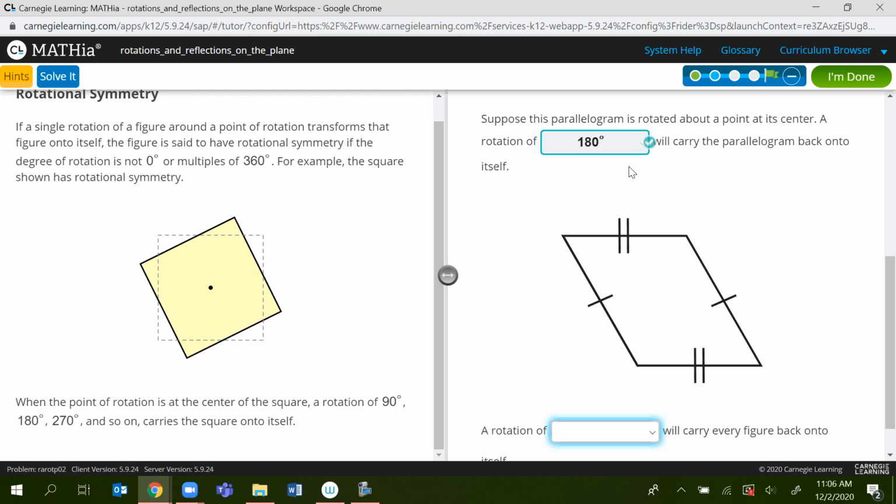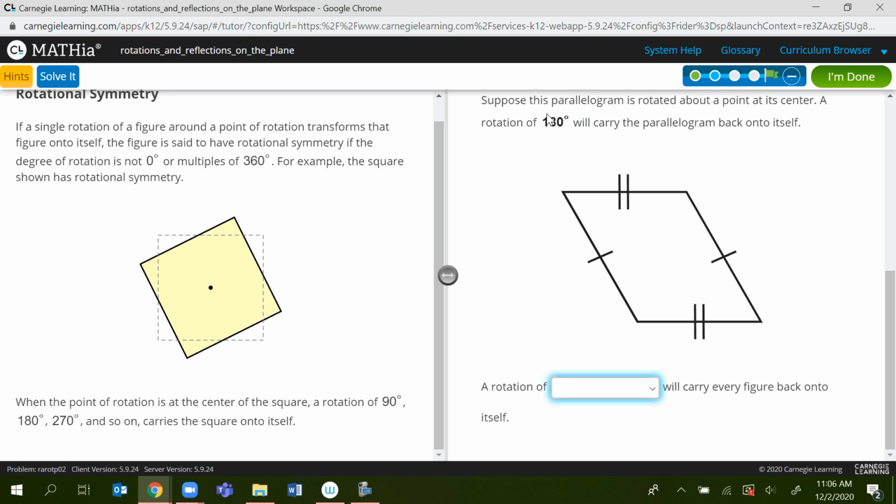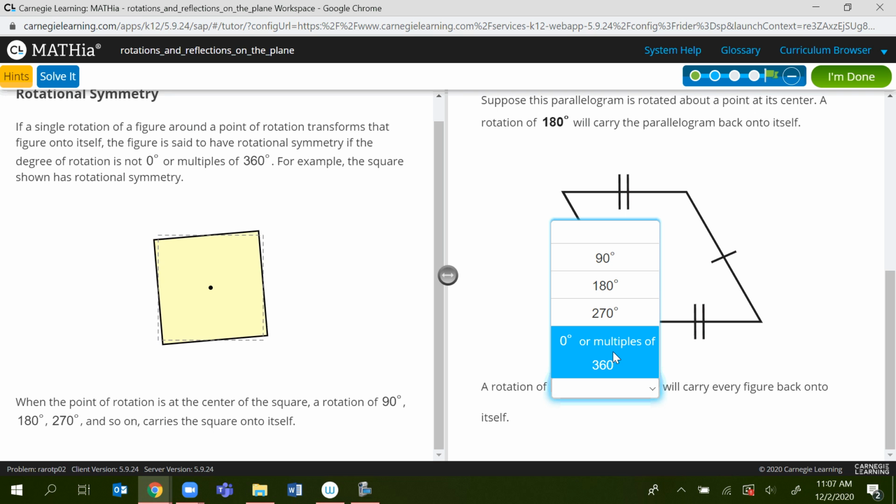And then 270, again, just another iteration of 90, where it's going to end up on its side with my double slash marks on left and right sides. We could have also gone in 360-degree increments because that is an iteration of 180. A rotation of blank will carry every figure back onto itself. So as long as we go 0 or multiples of 360, meaning you're rotating it all the way back around every single time, you'll always get that same image again.